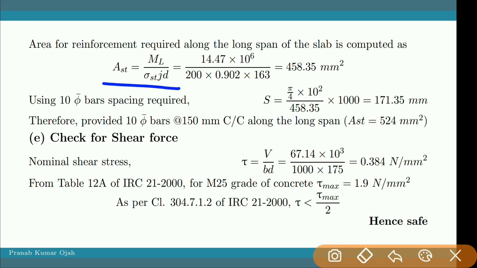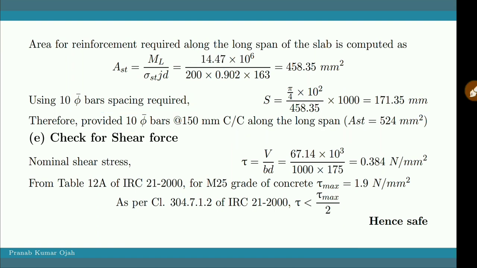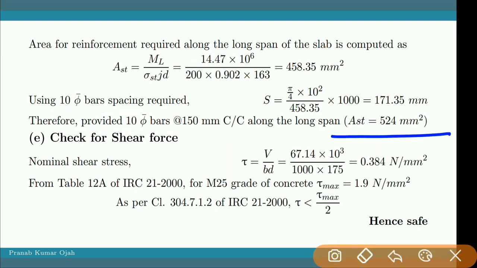So I just have to put the moment along the long span, and the rest of the values will be similar to the previous calculation. So it comes out as 458.35 mm². Using 10 tor bars, the spacing required will be 171.35 mm. Therefore I provided 10 tor bars at 150 mm center to center along the long span, and the provided area of steel will be 524 mm².